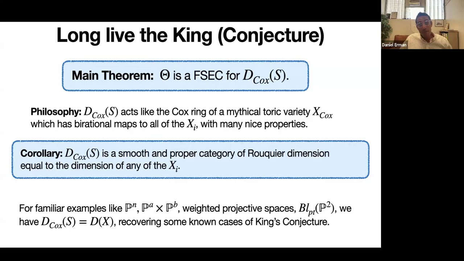I'll note, by the way, at the bottom, for some familiar examples, the birational models, or the secondary fan, is not very interesting. And in those cases, the Cox category is just equal to the original category. And so in those cases, King's conjecture was known, like for a product of projective spaces or a blowup of P2 at a point. And we recover those cases as an analog of our theorem.